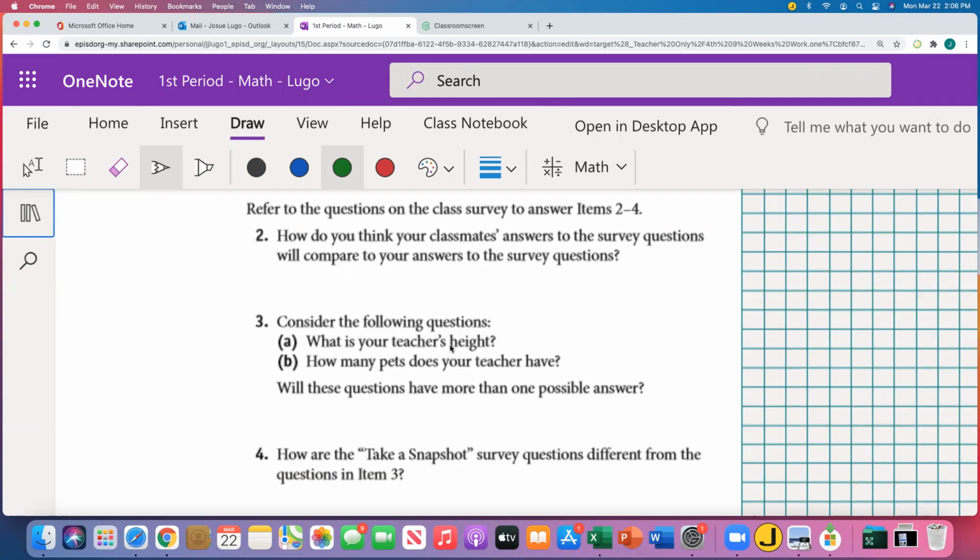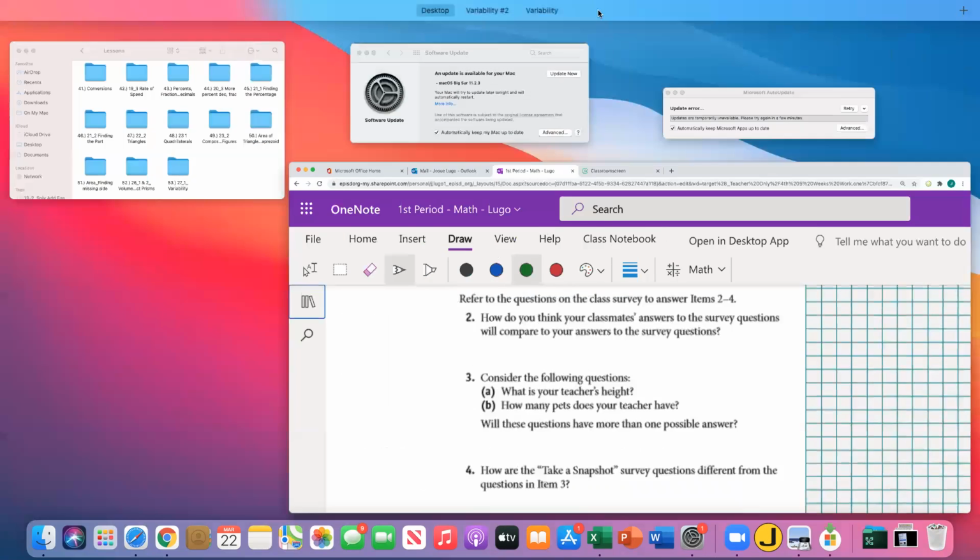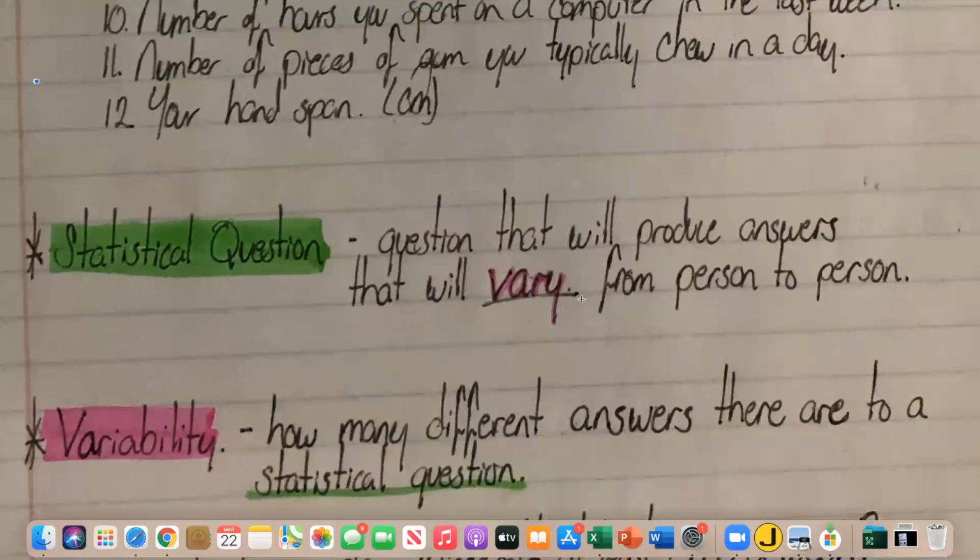3B asks, how many pets does your teacher have? I'm your teacher. I have 4 pets. Their names are Cirilla, Annie, Willow, and Carson. In case you didn't know that, not that that's important. But anyways, I have 4 pets. No matter whom or which of my students you ask, if they are my students, the answer is going to be 4. That is not a statistical question. The answer does not depend on whom you're asking. So in essence, guys, if the answer to the question is, well, it depends, then it is a statistical question. The question will produce different answers that will vary from person to person or from situation to situation.